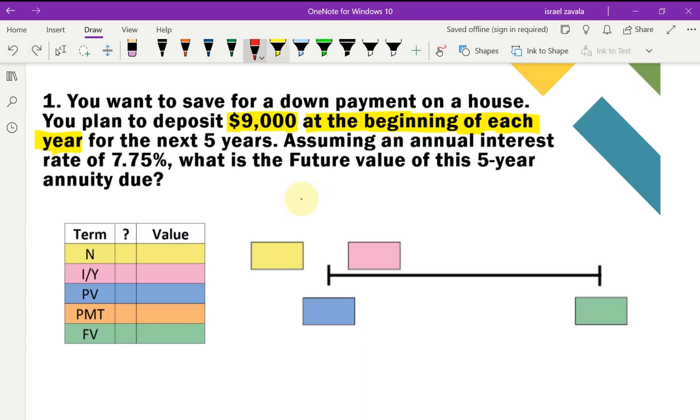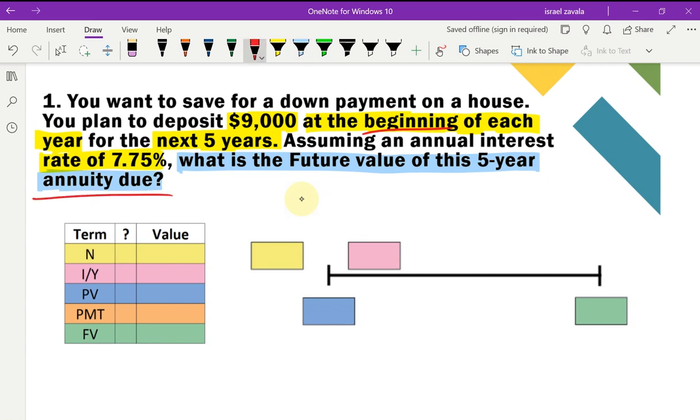At the beginning of each year. This is the key word here, beginning. Okay, for the next 5 years, assuming an annual interest rate of 7.75%, here comes a question. What is the future value of this 5-year annuity due? So we're being told it's an annuity due.